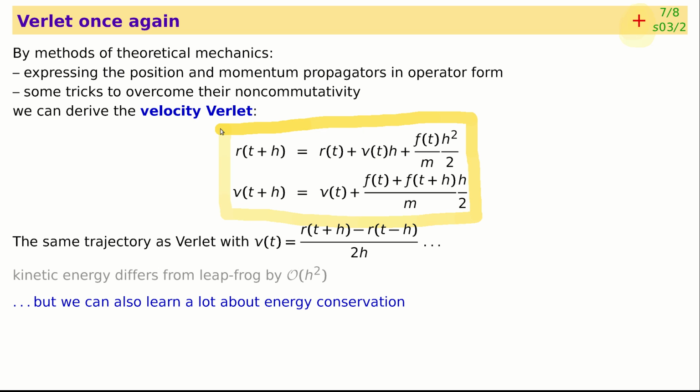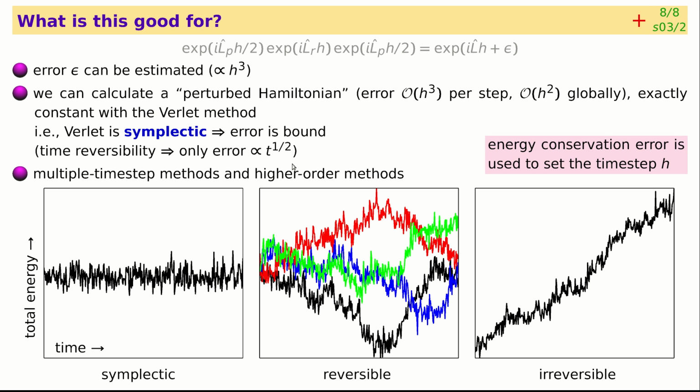Using this, we can derive yet another flavor of the Verlet method. It is called the velocity Verlet. It is equivalent to the original Verlet and to the Leapfrog. And there is a question: why another method if we just reshuffle some terms and get the same? That's because we can get more information.